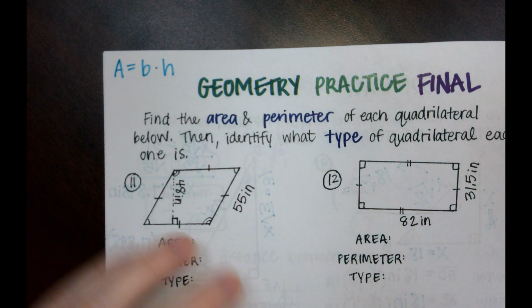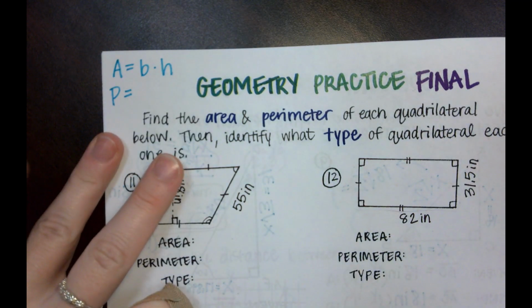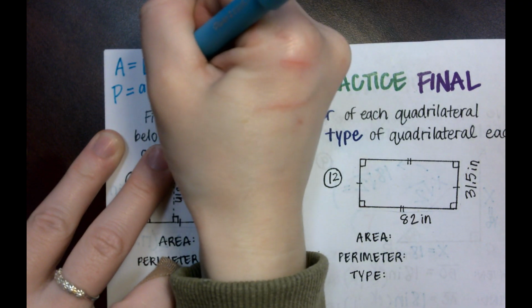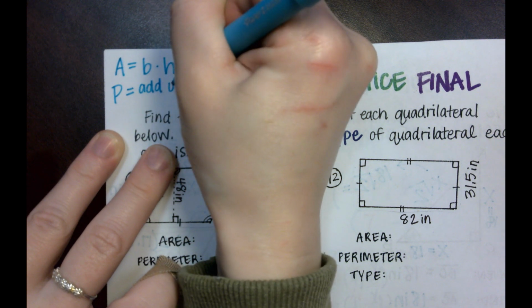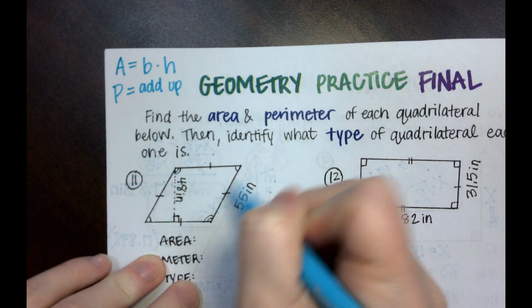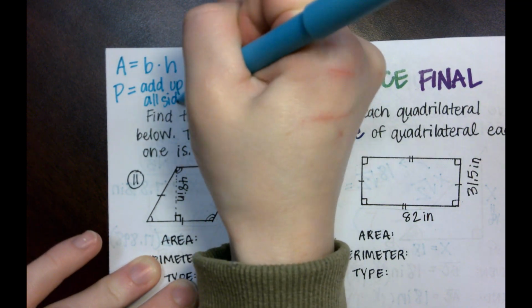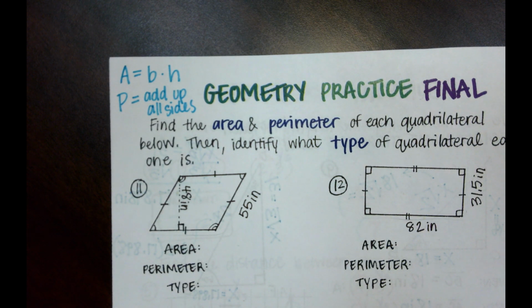And then perimeter would be, add up all sides. Yeah, just add up all the sides. There is a formula for perimeter, but I find that the formula is not very helpful. I feel like it makes more sense just to see all the sides and add them together. So I'm just gonna write add up all sides. But it's easier that way. Right. Because if they're all equal, just do like 55 times 4.